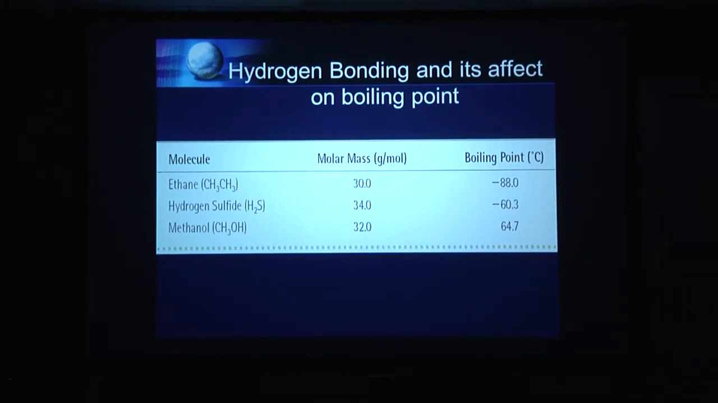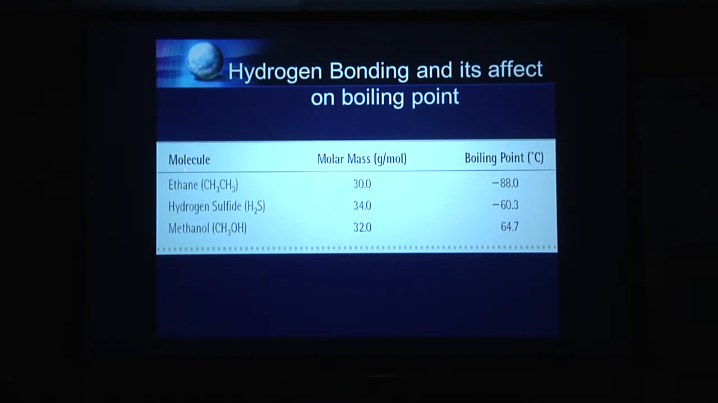Hydrogen sulfide, if you do the Lewis structure, you'll see it's shaped like water. It's a bent-shaped molecule, and because of the difference in electronegativity and the asymmetry, the hydrogen sulfide is actually a polar molecule. Methanol, here's that CH3OH that I mentioned. It is a polar molecule, but it also has an O-H bond in it, and so there's going to be hydrogen bonding between the methanol molecules.